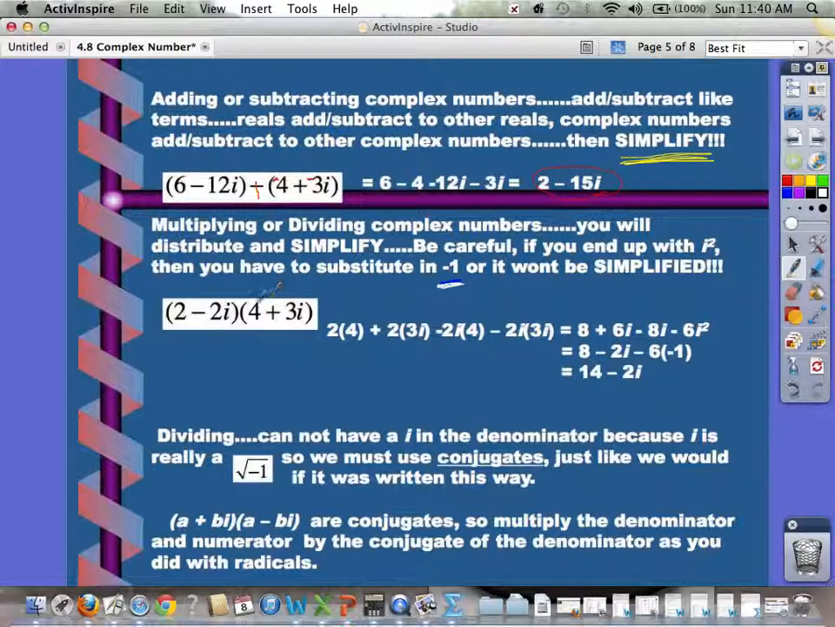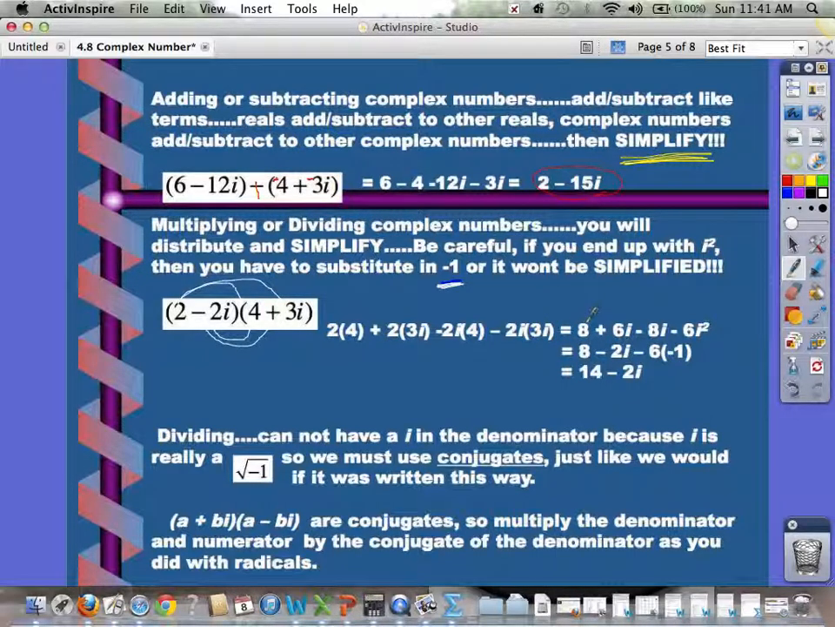All right, so when we're multiplying these, you just distribute this 2 right here to both of the other terms in the other problem. So it's 2 times 4 and 2 times 3i. Then you do the negative 2i times 4 and negative 2i times 3i, as I wrote it out. Then you just simplify.